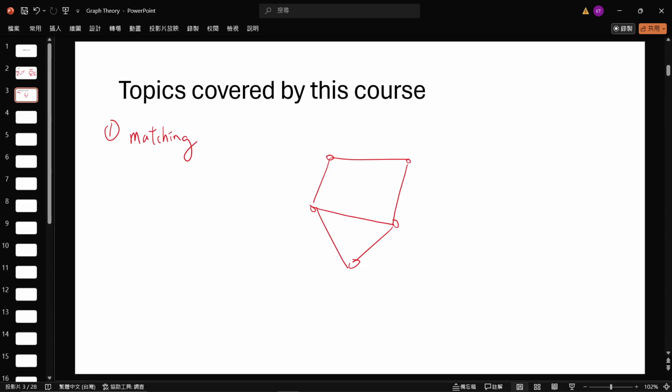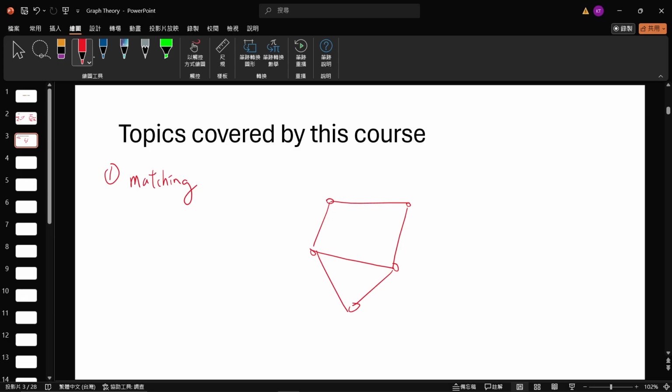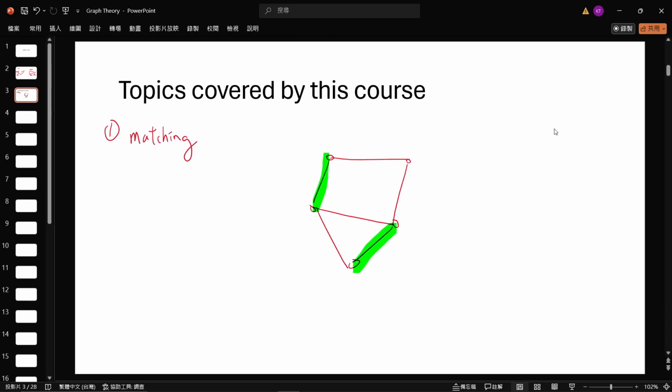Okay, so say this is your graph. What I mean by a matching is just a set of edges, like this. This is not just any set of edges. For a set of edges to be a matching, these edges cannot share endpoints, or they cannot touch each other. You can see that these two green edges do not touch each other, so this makes them a matching.